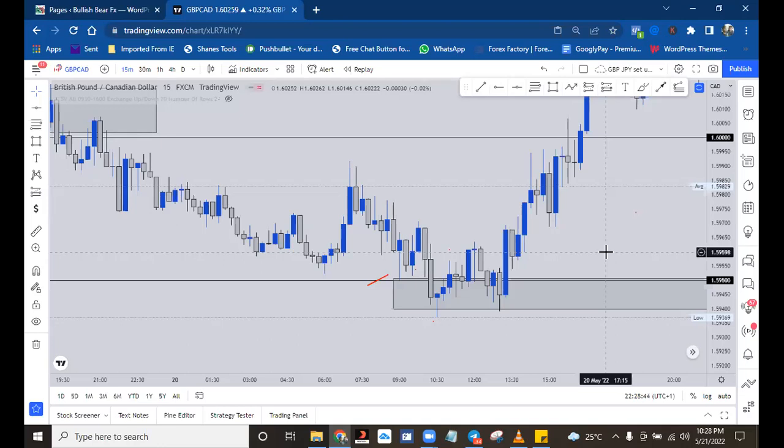Do not use 20 pips stop loss to target 20 pips take profit. That makes no sense. Make sure you're targeting higher. You're risking 20, you want to make 40.